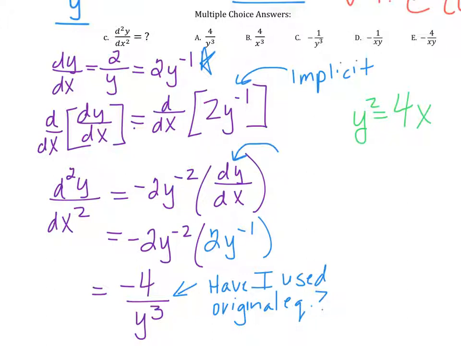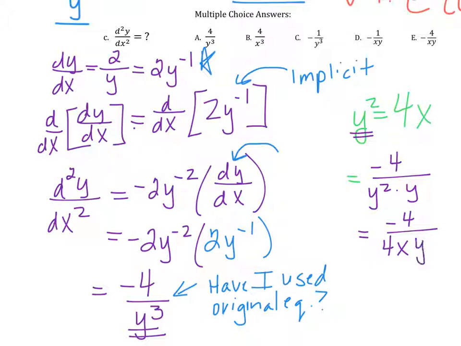Well, I haven't. And you go, well, how do I use it? Well, if I have negative 4 over this y cubed, couldn't I write that as y squared times y? And if y squared is equal to 4x, I could use the original and plug in what y squared was, and oh my stars, what do I get? These cancel, and I get negative 1 over xy, and that is an answer choice, and so that's what I would pick. So you have to find the answer choice that is there.